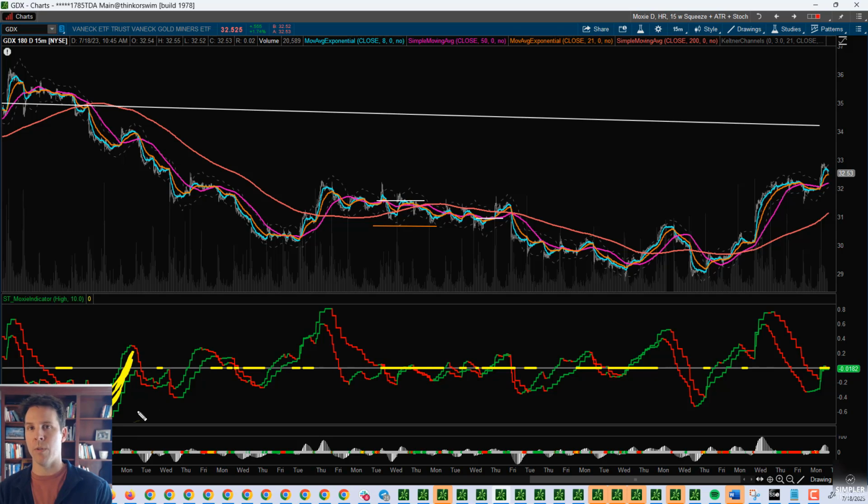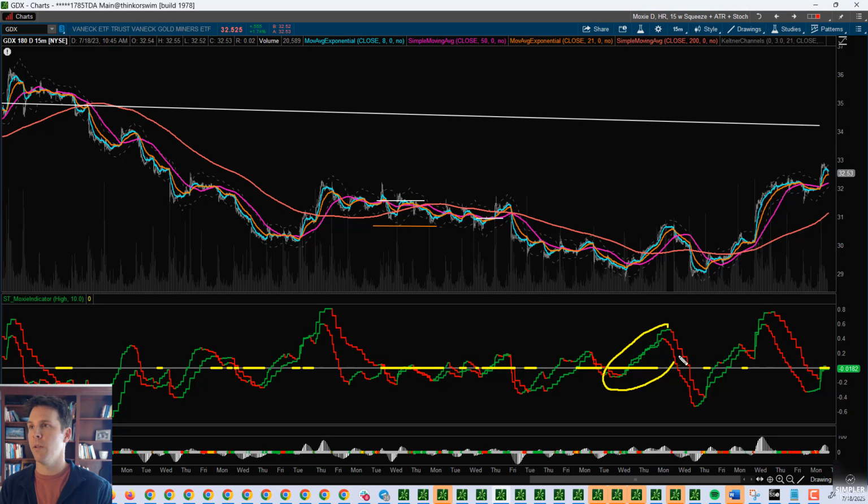Now, what's more important is when they become one line. When they get really close and they overlap each other and they look like one line, that means they agree with each other in that sentiment, whether it's up or down. And you can see here, notice how the Moxie indicators got right on top of each other, and notice how that was the beginning of this big trend to the downside. So very, very important.